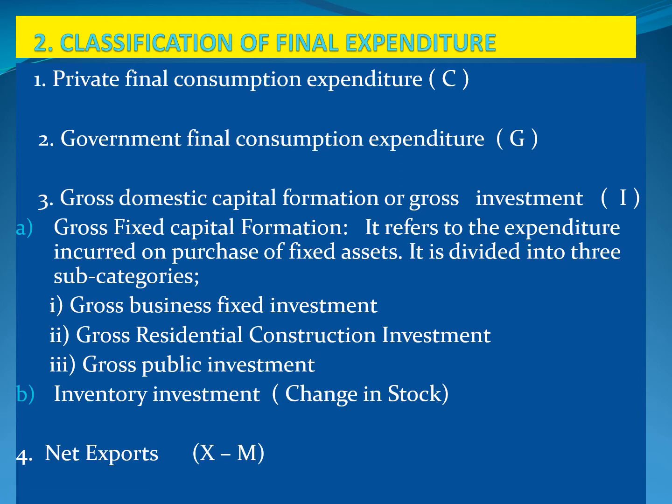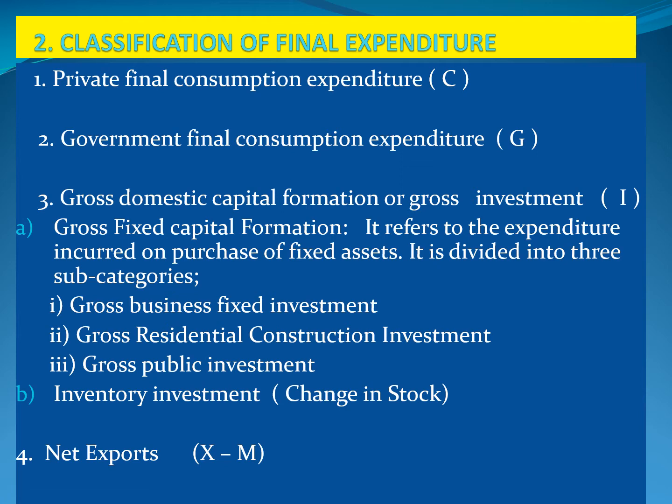Now how do we define private final consumption expenditure? It measures the market value of goods and services purchased by the households and non-profit institutions serving households during an accounting year. So when we're talking about the expenditure made on the final goods, we refer to the expenditure made on the durable goods, the semi-durable goods, and also the services.